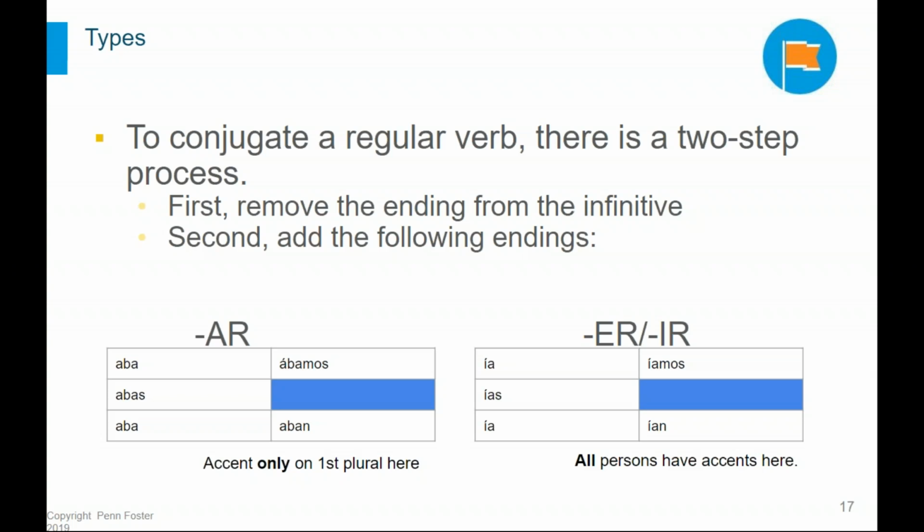To conjugate a regular imperfect tense verb, follow the 2-step process on the slide. Again, remove the infinitive ending, AR, ER, IR, and then add the endings you see in the charts below. On the left side you have AR endings, and combined together, ER and IR endings on the right side. And some notes about the usage of accent marks below those charts.